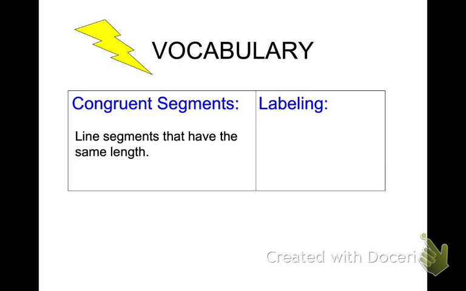So over on the right box, let's try to create congruent segments. Let's make one segment here, label it AB, and then directly below it, try to make CD be the same length.